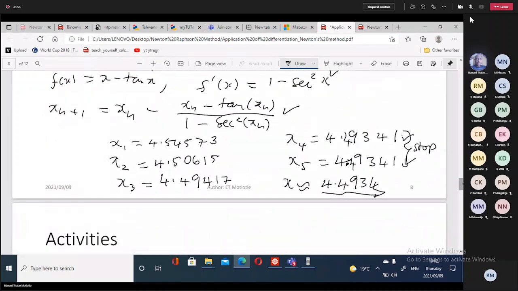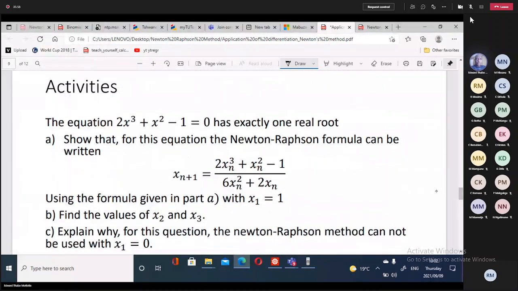Now we have activities here. The equation 2x cubed plus x squared minus 1 equals 0 has exactly one real root. Show that, now we are solving number 1. Show that for this equation, the Newton-Raphson formula can be written as, now here basically what they are asking, I think this is wrong. What we are missing here, like I did in the previous one, is x minus. Now let's do it step by step and see what you are going to get.